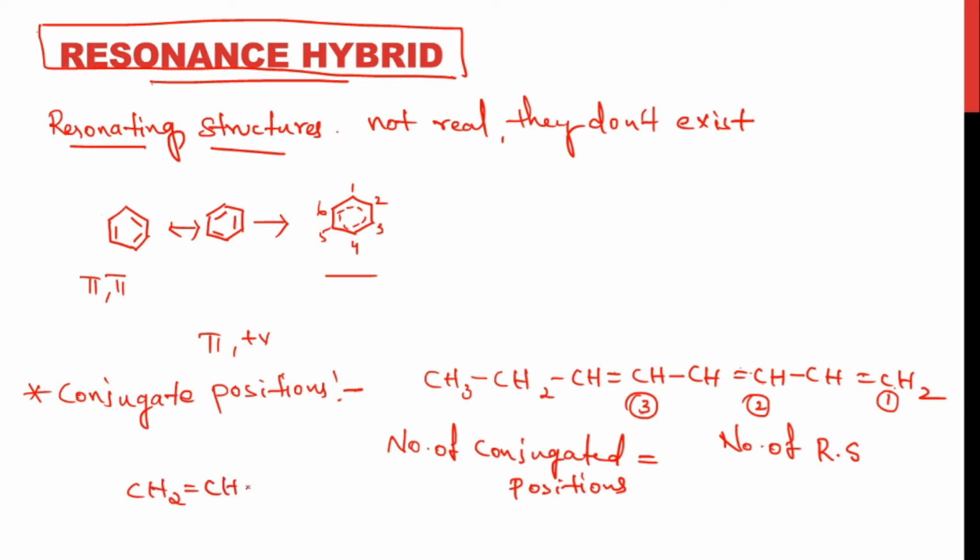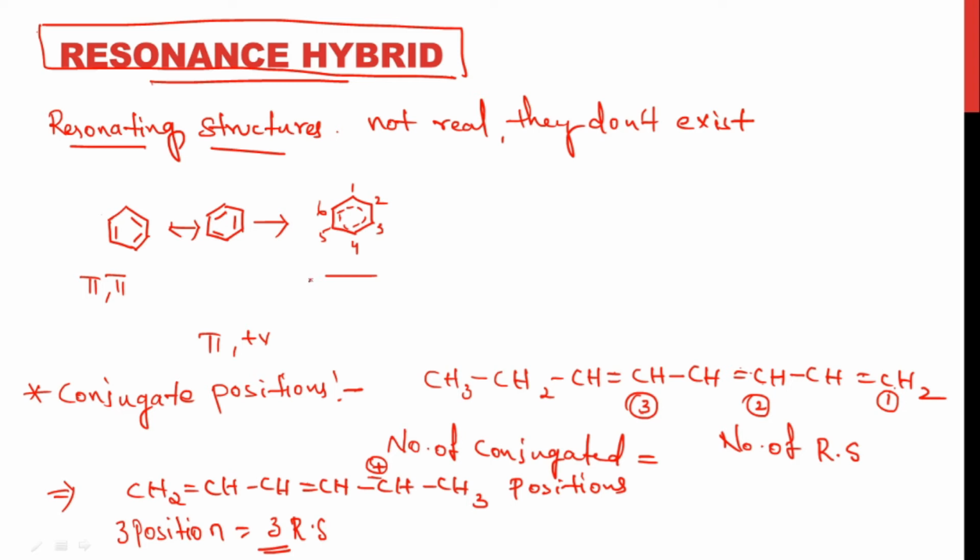CH2 double bond CH. So how many positions are in conjugation here in this molecule? You can see a double bond which has a double bond in the alternate position, and you can also see a positive charge here. I have just told pi and a positive charge are also considered as conjugation. So there are three positions which are in conjugation. So three positions, that means they will be having three resonating structures. Okay, you remember this point. The number of conjugated positions will always equal the number of resonating structures.